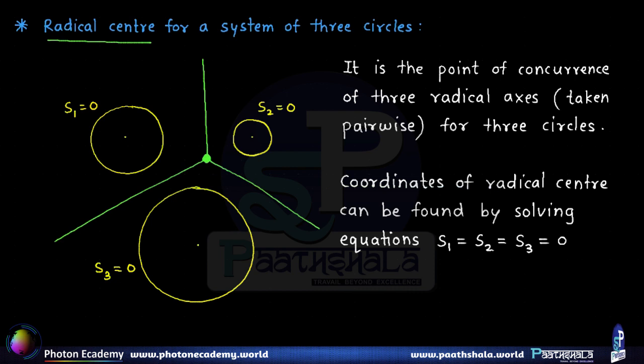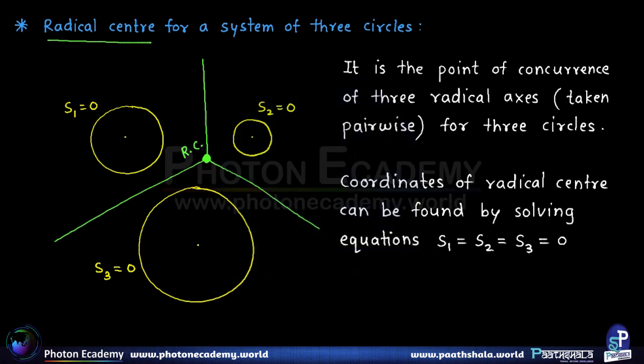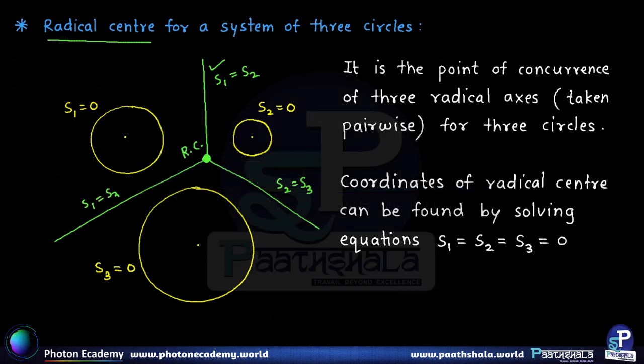So if you take the pairwise radical axes, the 3 axes intersect at the radical center, and the coordinates of this radical center can be found by solving the equations S1 equal to S2 equal to S3, simply because for the first radical axis equation we equate S1 and S2, for the next we get S2 equal to S3, and finally S1 equal to S3. Therefore, solving all of them together, we get the coordinates of the radical center.